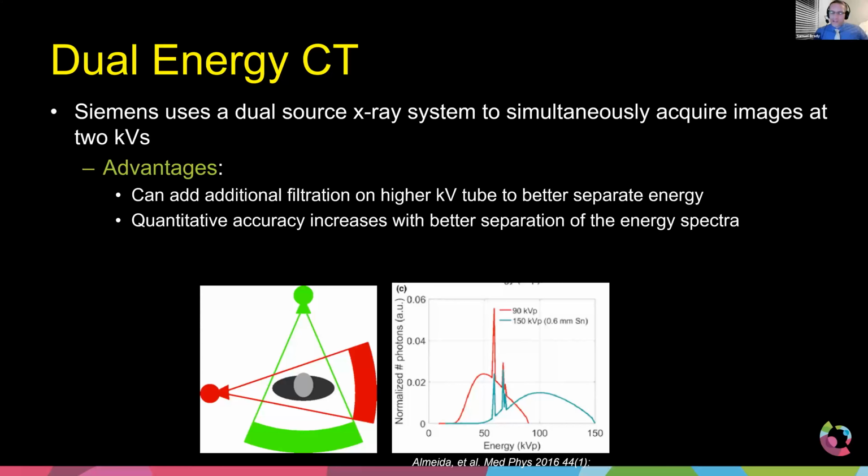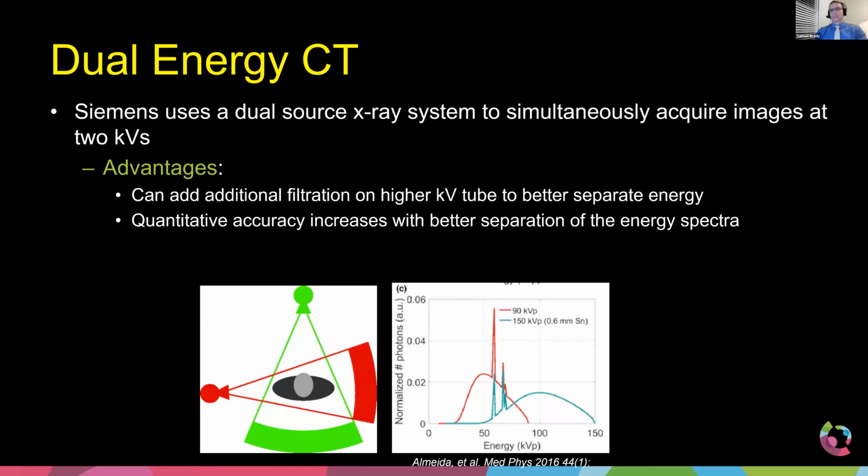But when it's all said and done, if you buy a Philips scanner versus a Siemens scanner, I think you would be perfectly happy with the dual energy. There are some differences. We talked about them. But for the mostly clinical day-to-day application, I honestly don't think you would see a big difference.